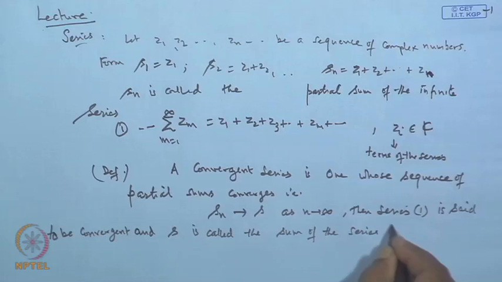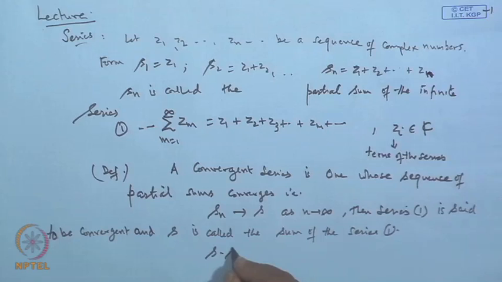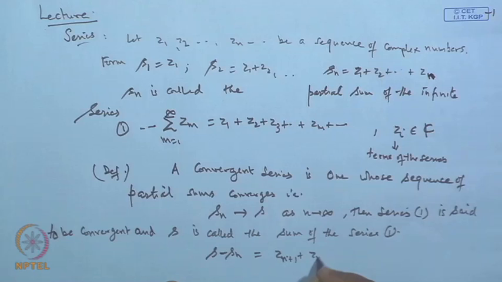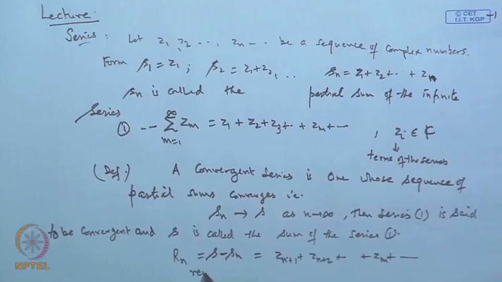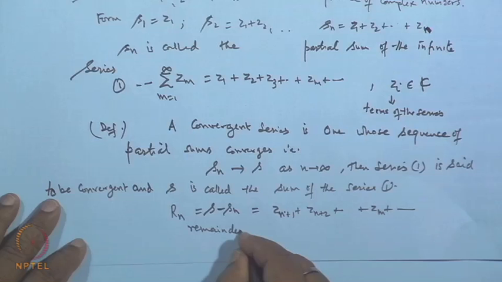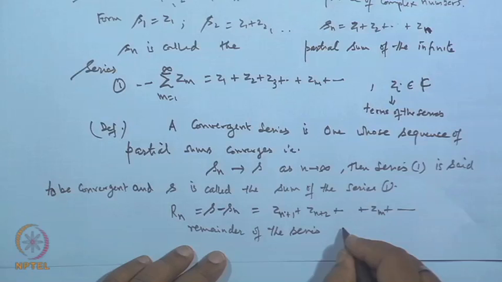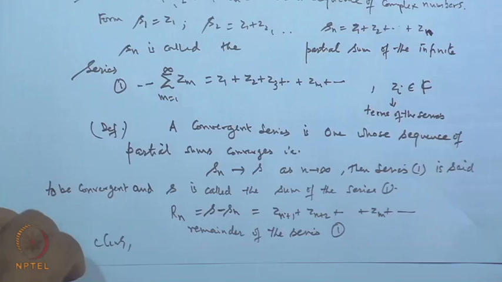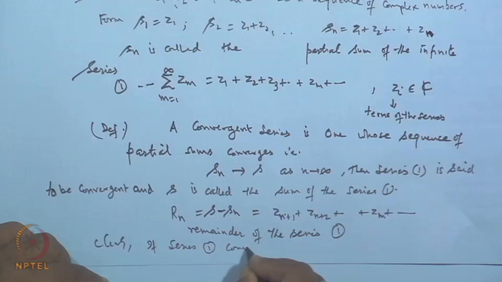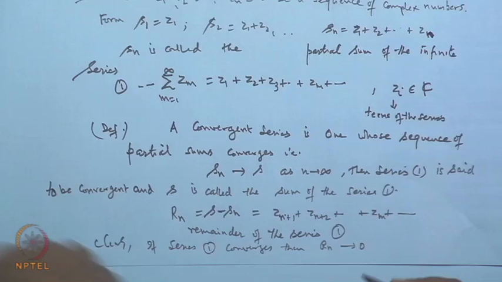Now, when we take S minus Sn, then basically we are getting the remaining terms of the series, Zn plus 1, Zn plus 2 and so on up to infinity. Then this we denote as Rn and it is called the remainder of the series. Okay. Now, in case the series converges, then the remainder goes to 0. So, clearly, if Sn converges to S, if series 1 converges, then the remainder term Rn will go to 0 as n tends to infinity, and that will give the criterion for this.